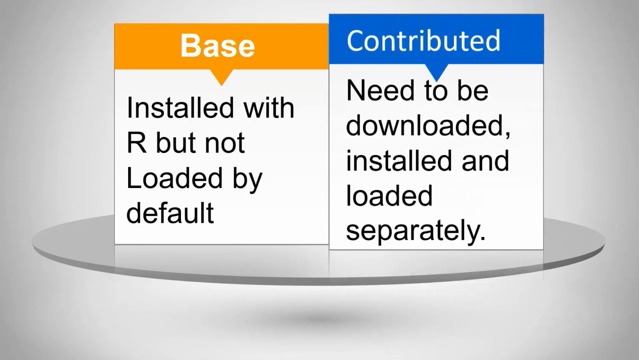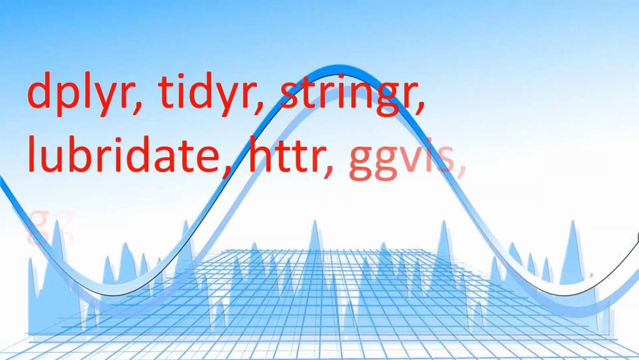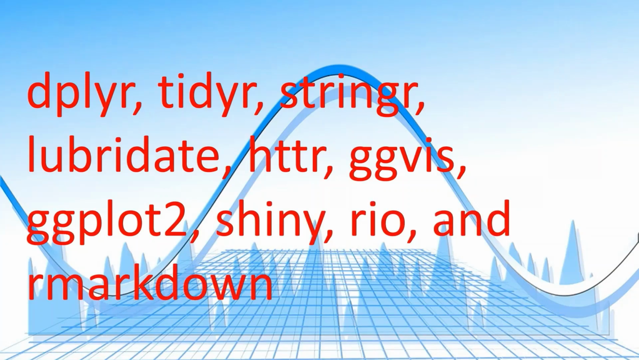And we also have the contributed package. This needs to be downloaded, installed, and loaded separately. It doesn't come with R by default. You need to download it and install it and load it. Okay, so this is an example of the packages that we have with different functions.